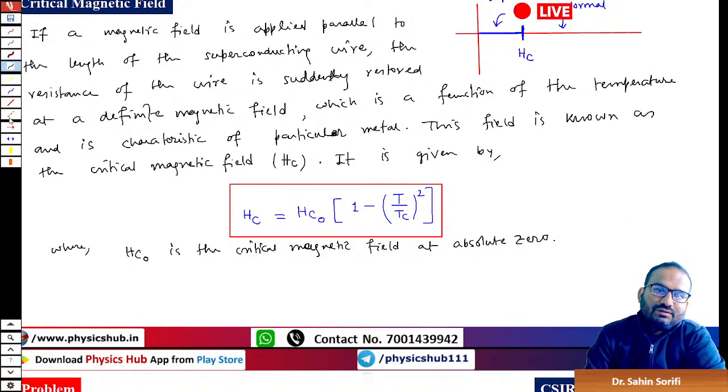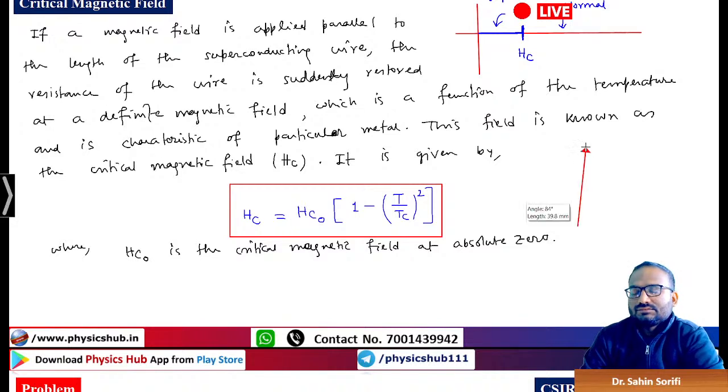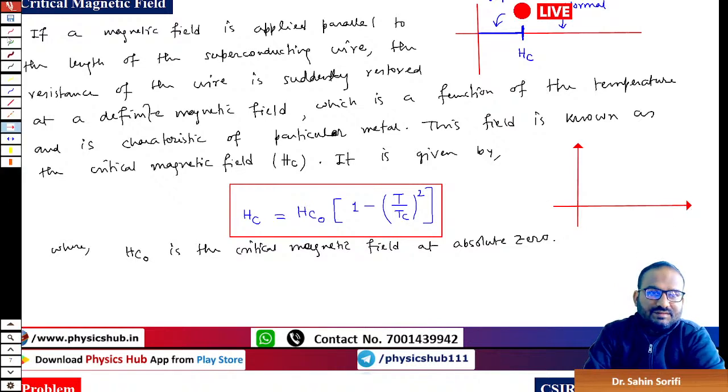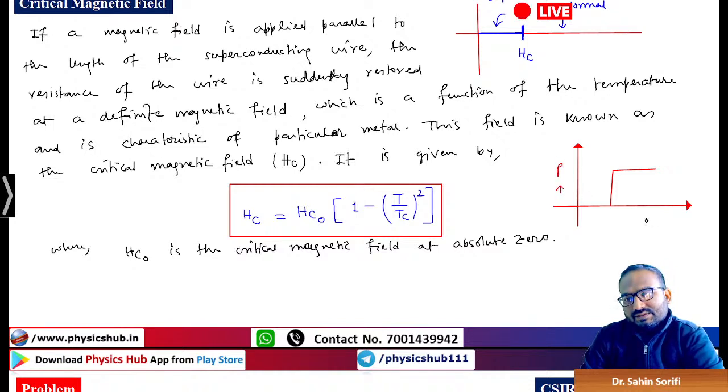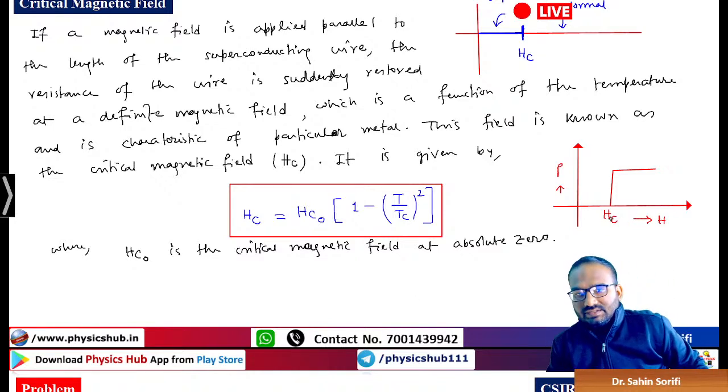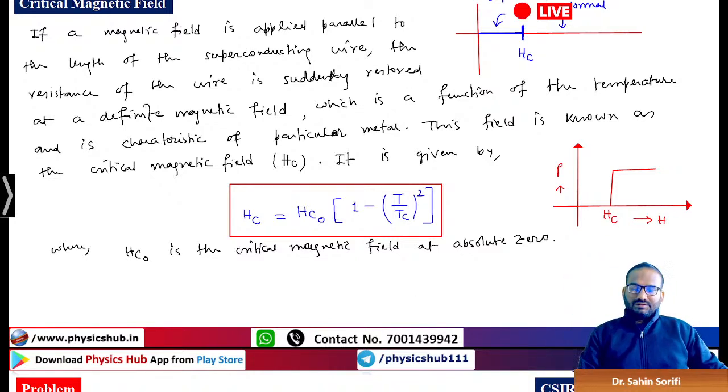So the one graph we got was for the resistivity versus temperature. So we have seen that at a temperature of Tc, the resistivity value drops. Here also we'll be getting a curve like this. If you put resistivity along y-axis, magnetic field along x-axis, then at a critical magnetic field Hc, the resistivity will drop down.